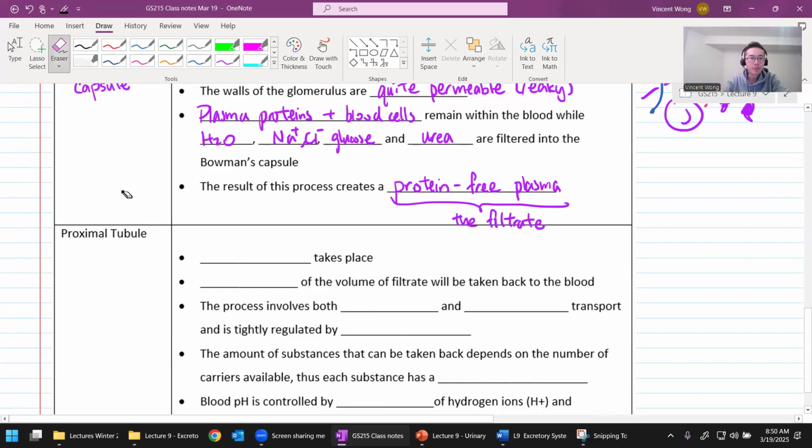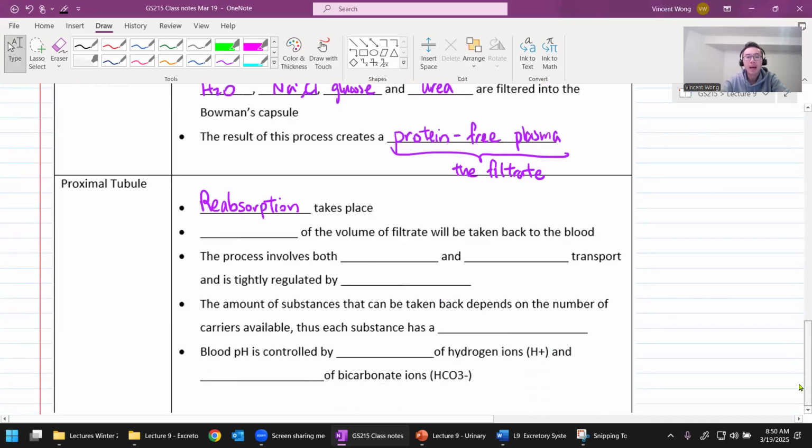Okay, proximal tubule. The main thing that happens in the proximal tubule is reabsorption. You're taking it back. That's the key thing. So 60 to 70%, depending on what your body needs, of this filtrate will be taken back to the blood. Lots of useful stuff that we want to keep. The water we definitely want to take back as much as possible. NaCl, glucose, those are important things.